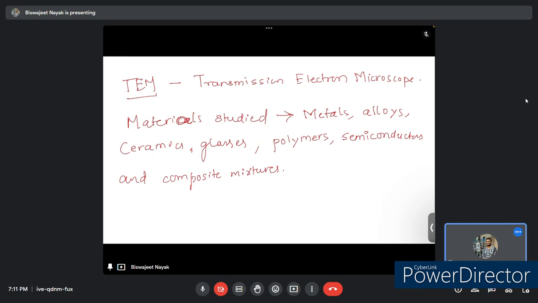So why is there a need of going from light microscopy to electrons? Transmission electron microscopes were developed because of the limited image resolution that we get in light microscope, and that is happening because of the wavelength of visible light. The wavelength of electron is much smaller than the wavelength of visible light, for which it is able to distinguish between very close objects.